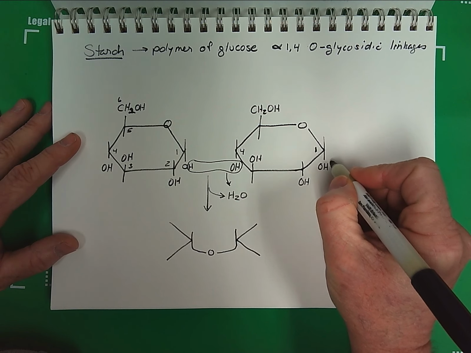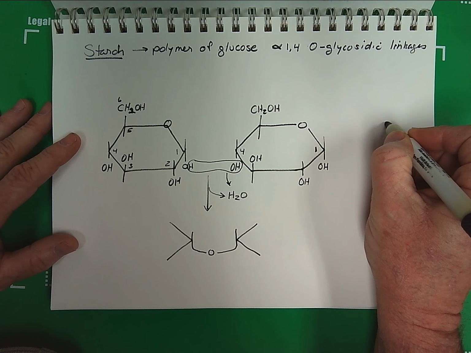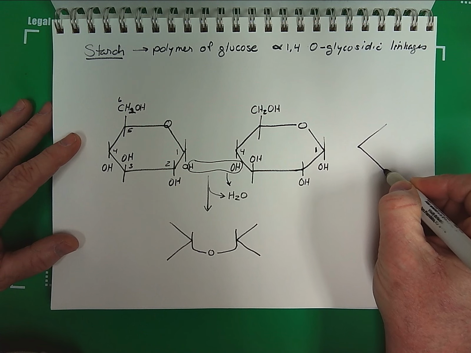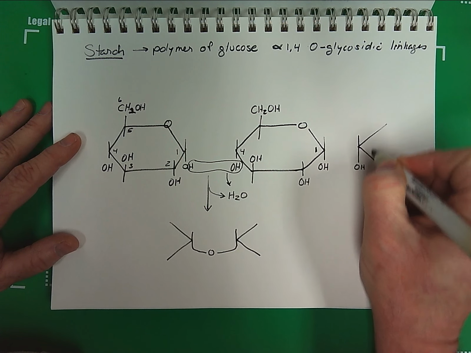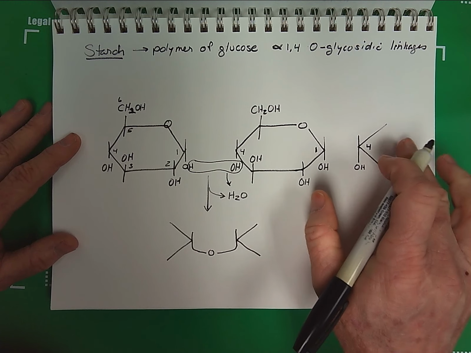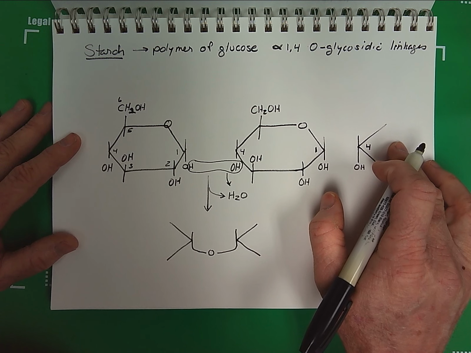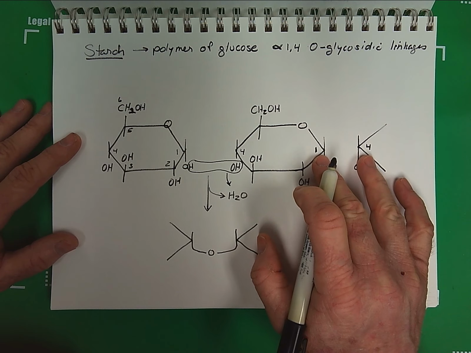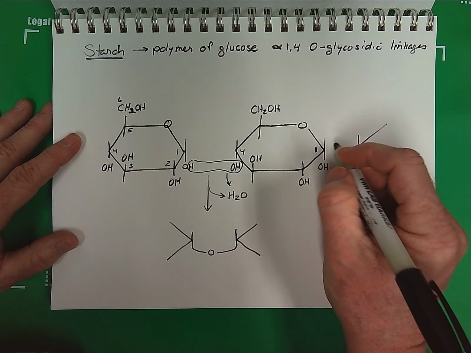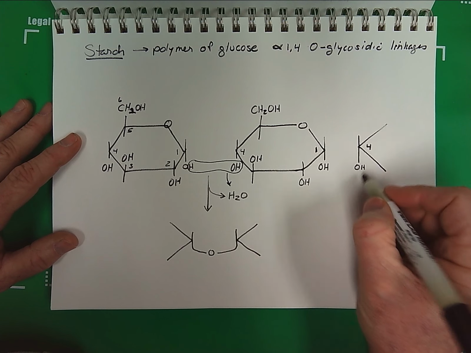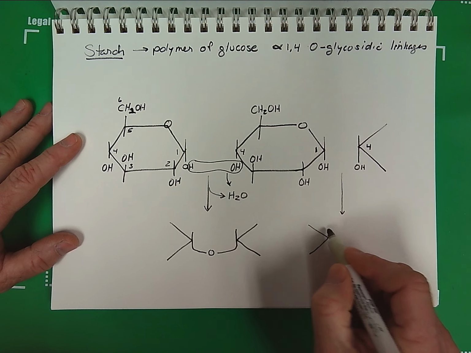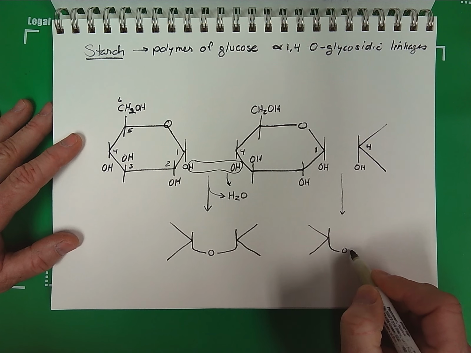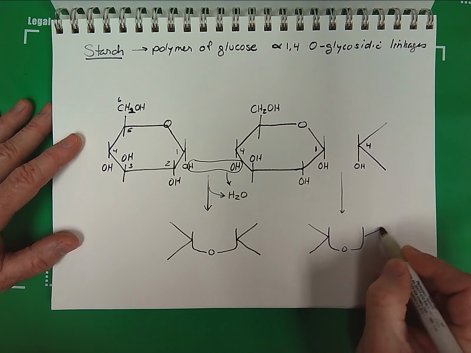So what we can do is essentially form another linkage between the adjacent glucose monomer between these alpha 1,4 linkage here. And so we will form another alpha 1,4 linkage.